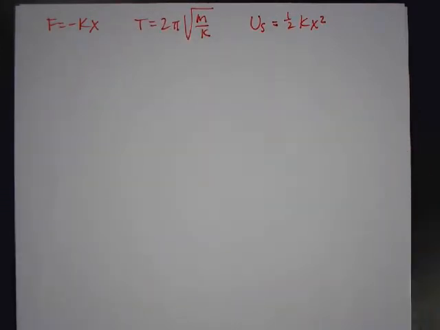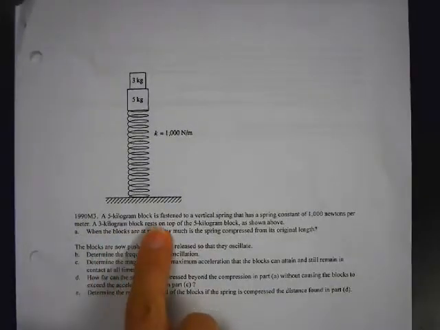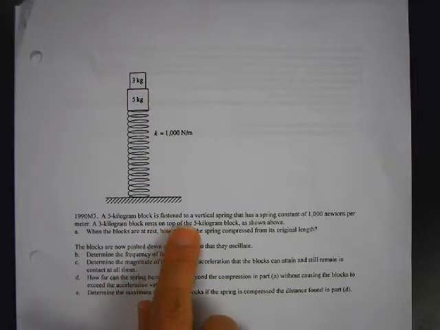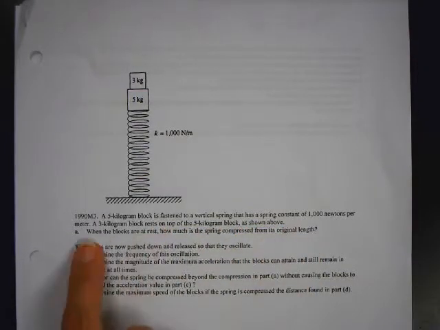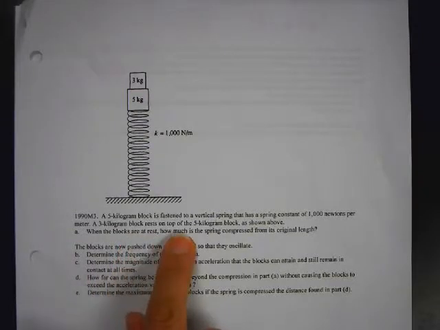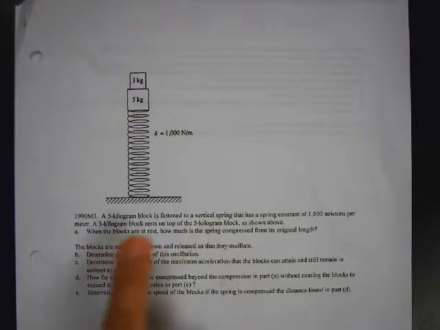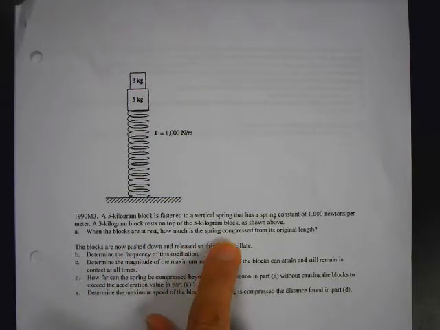Not like, I have no idea what to do. Now, we're not just plugging numbers in. Whenever we have problems, we're going to think about it holistically, what's happening in the problem. So when we look at this one, it says a 5 kilogram mass block is fastened to a vertical spring that has a spring constant of 1,000 newtons per meter. A 3 kilogram block rests on top of the 5 kilogram block as shown. So part A says when the blocks are at rest, how much is the spring compressed from its original length?